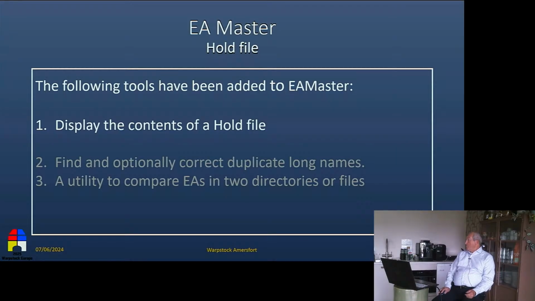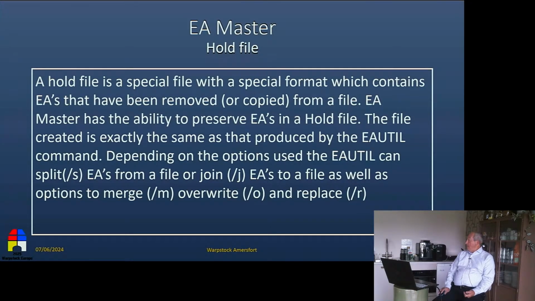I've added some extra tools which I found necessary when doing some stuff, and I thought, well, how do I find this out? One of them is to display the contents of a hold file. Now, what is a hold file? A hold file is a special file in a special format which contains EAs. This file can be produced containing these EAs either by the EA utility or by this program itself.